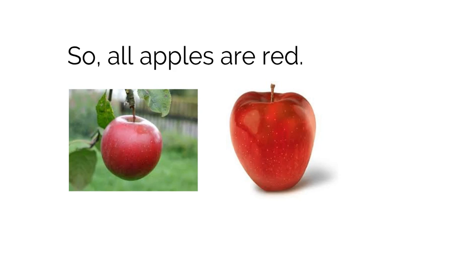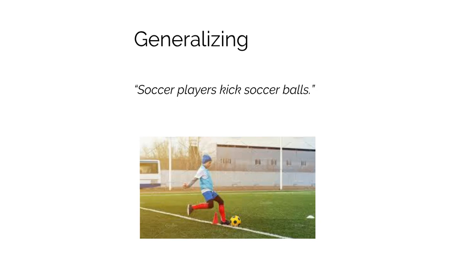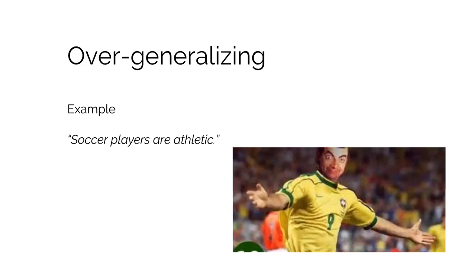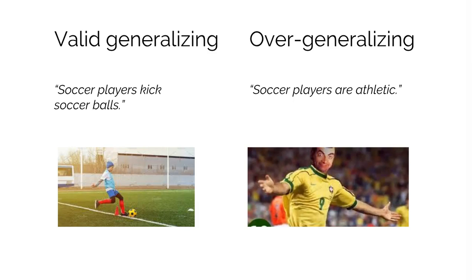For example, this apple's red, this apple's red. So therefore, apples are all red, right? Which we know is not true. So sometimes it's valid and sometimes it's not. This generalization is pretty much true, right? Soccer players kick soccer balls. But what if we say soccer players are athletic? Is that true? Well, some are. Probably most are. But not all soccer players probably are athletic, right?